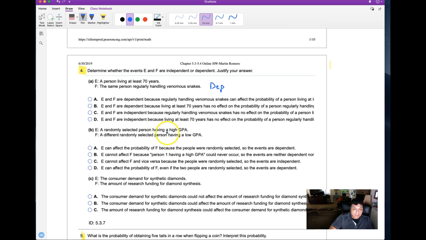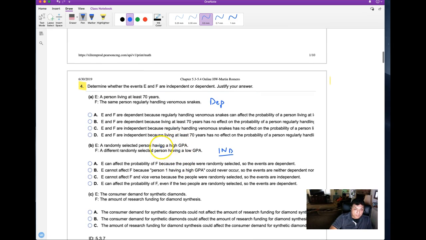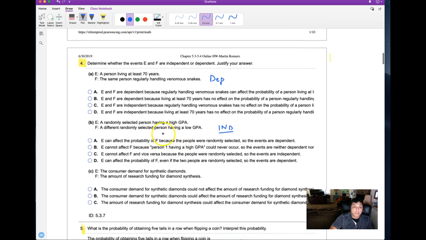Randomly selected person having a high GPA, a different randomly selected person having a low GPA. So the event of selecting someone with a high GPA does not influence, right? Picking someone out of 2 people, picking somebody with a high GPA does not affect in any way the probability of selecting someone with a low GPA. So we would say these are independent events. You selecting 2 separate people has no connection with each other. So the event of one does not affect the likelihood of the second event happening or the probability.